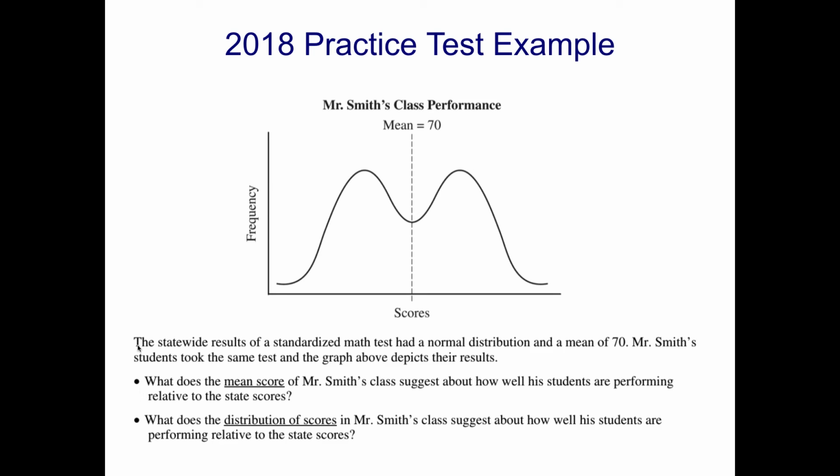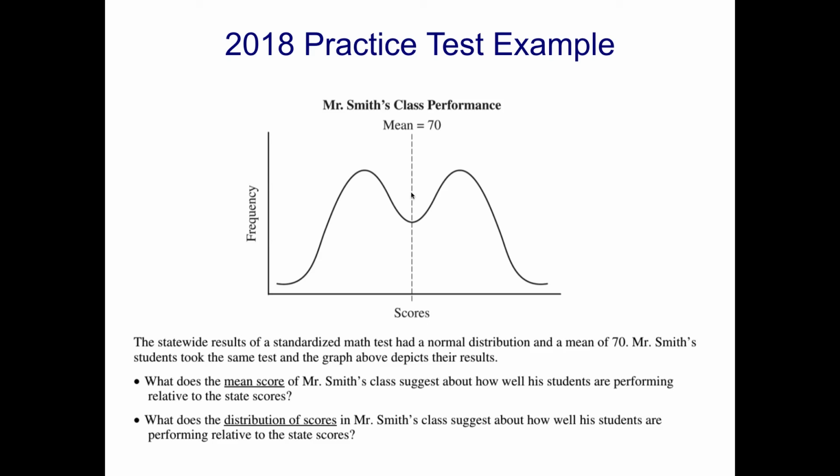So let's look at the problem before you do it on your own. The statewide results of a standardized math test had a normal distribution and a mean of 70. Mr. Smith's students took the same test, and the graph above depicts their results. Now, the statewide results aren't bimodal. The state results are that bell curve. They're a normal distribution, just like we've looked at. So 68% within one standard deviation of the mean, 97% within two, 99.9 within three. You get it. We already talked about normal curves.